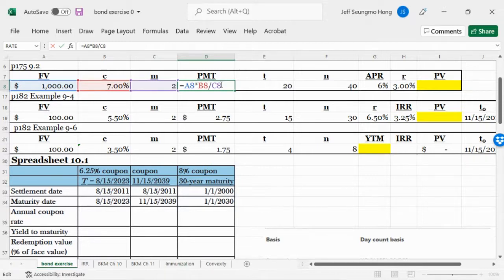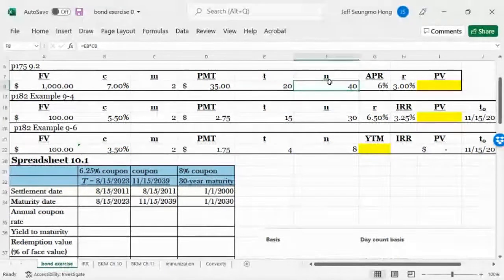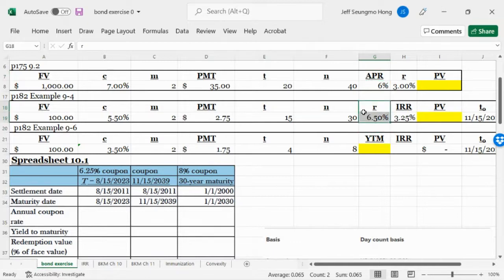So the coupon payment will be $35, right? That's quite obvious, because 7% of 1,000 is $70, divided by 2, is 35. And then time to maturity, 20 years. 20 years left. Then the actual number of compounding periods is 40, right? N. The actual number of compounding periods is 40. Now, APR, sometimes this will be wrong. I'm going to fix it later. So they are switched in a way. Okay, let me fix it now.